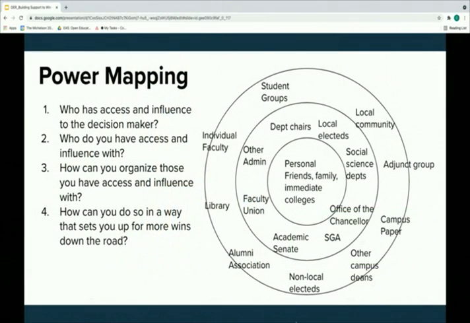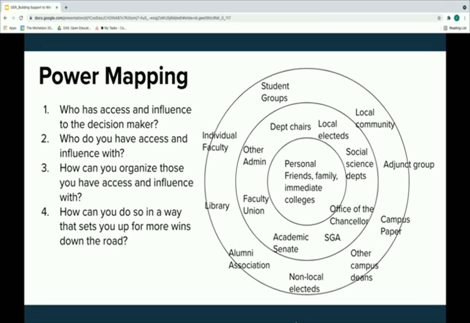Why not? But also immediate colleagues, things like that. The next one will be like that next line of influence, right? This is the second most important. These are some really important people. This could be the Academic Senate, the faculty union. Y'all are probably in this next circle very often if you're talking about top admin on your campus.